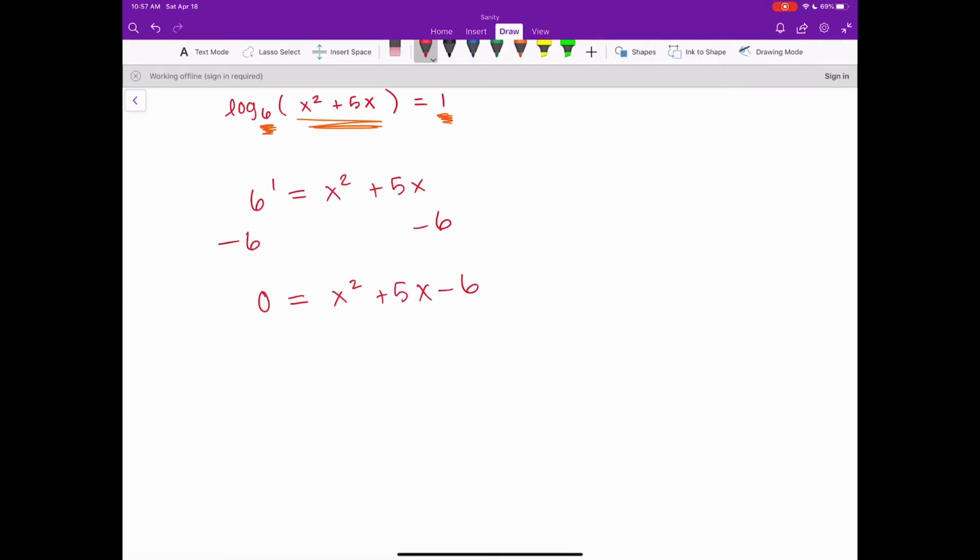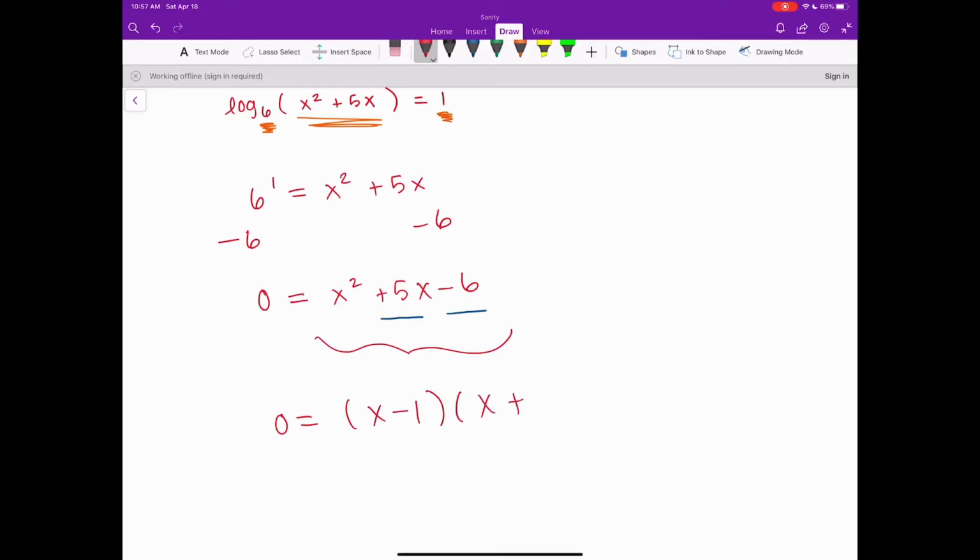Now I just have a quadratic that I can solve. You could use the quadratic formula, x equals negative b plus or minus square root, all that good stuff. Or I could just say, are there two numbers that multiply to be negative 6, but add to be 5? And yes, there are. It's just a simple factoring here. I can factor this entire thing out. So I got 0 equals x minus 1 times x plus 6. If you FOIL all of this out, you will get that parabola of x squared plus 5x minus 6.